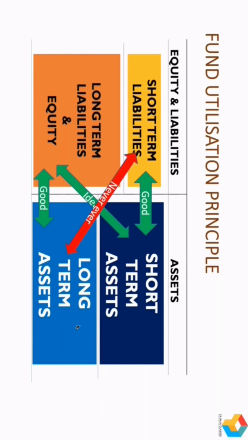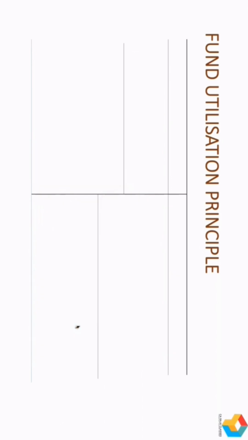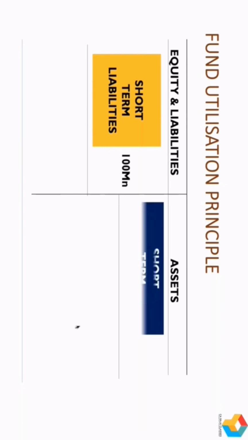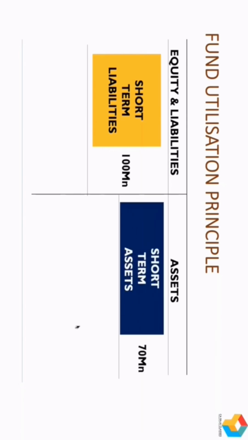Let me give some numbers so that we can understand it better. I've raised short-term funds of 100 million, and I've used that funds to create short-term assets of 70 million only. So here comes the problem. I've raised short-term funds of 100 million, but the short-term assets I have created out of it is only 70 million. So the question is, what happened to that remaining 30 million?